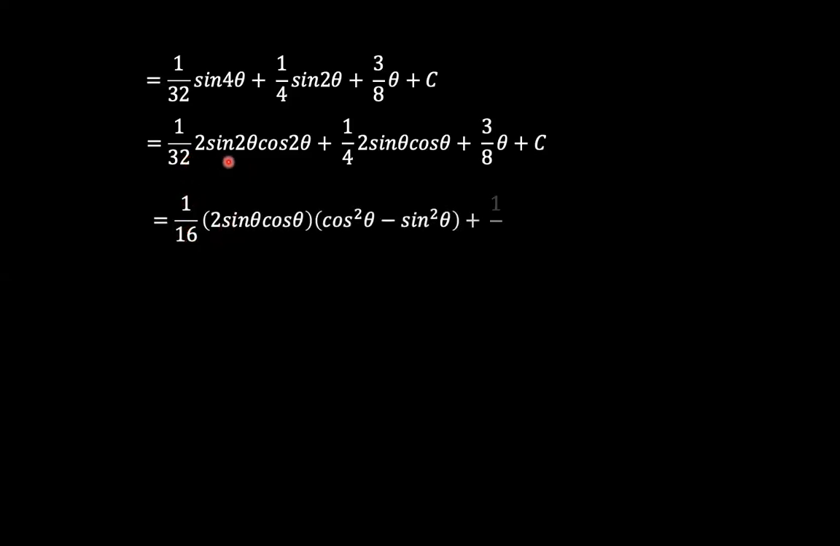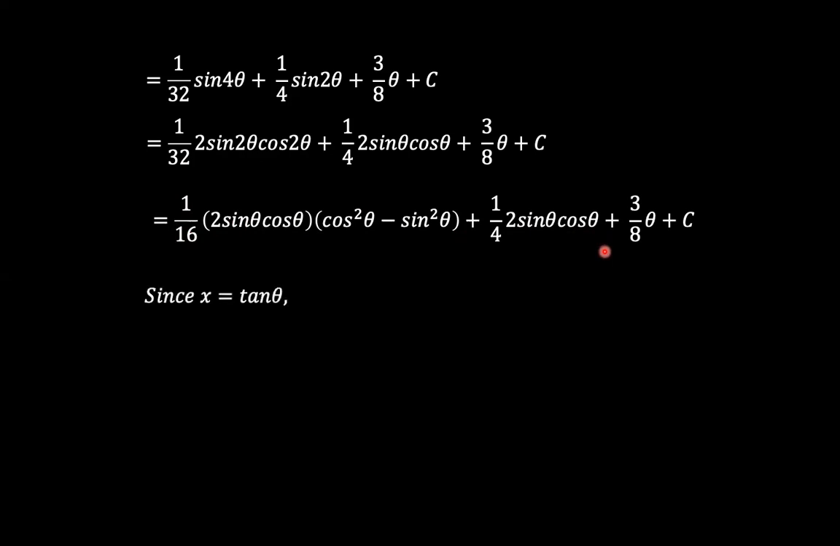And then in brackets, sine 2 theta becomes 2 sine theta cosine theta. Cosine 2 theta becomes cosine squared theta minus sine squared theta. And then here we have 1 over 4 sine 2 theta, 2 sine theta cosine theta.